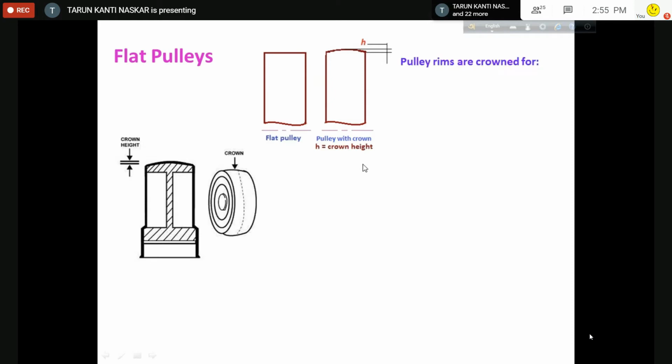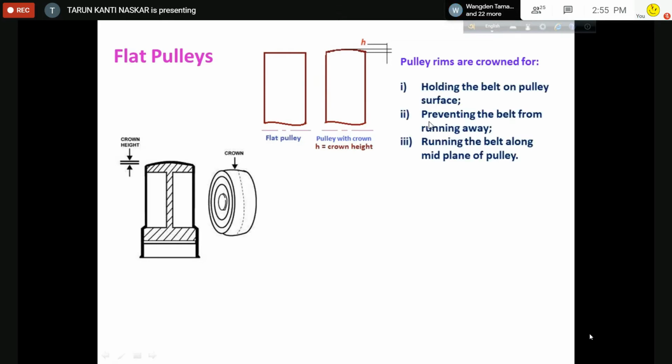Now why these pulley rims are crowned? That means this is called crowning. Why these pulley rims are crowned? The pulley rims are crowned for this reason, that means holding the belt on pulley surface.